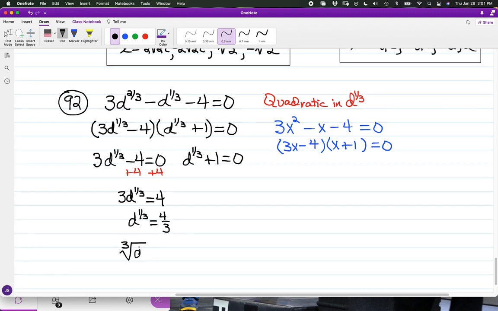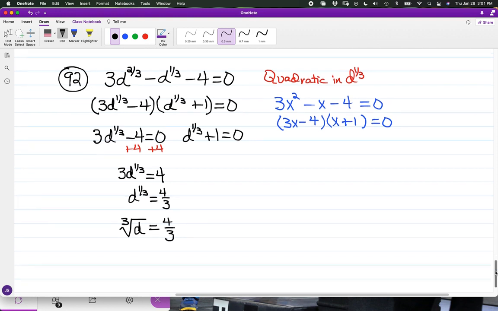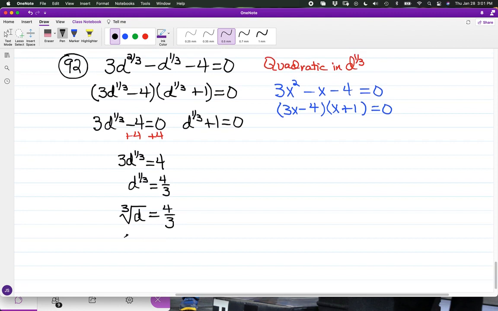Now for d to the 1/3, if I translate from exponent to radical, d to the 1/3 is going to be the cubic root of d. And we have that the cubic root of d is equal to 4/3. And if I take the cube of both sides in order to translate from the cubic root of d to d itself, the cubic root of d to the third will become d, and 4/3 cubed, 4/3 times itself, will be 64 over 27.